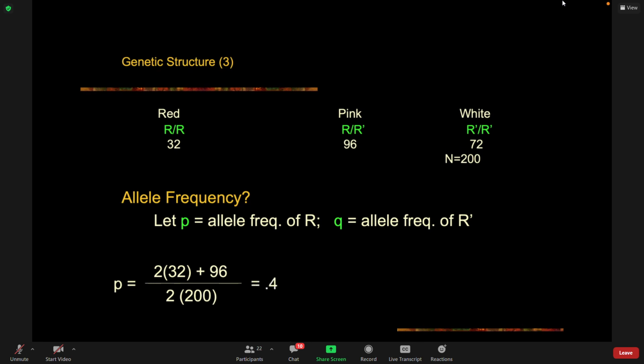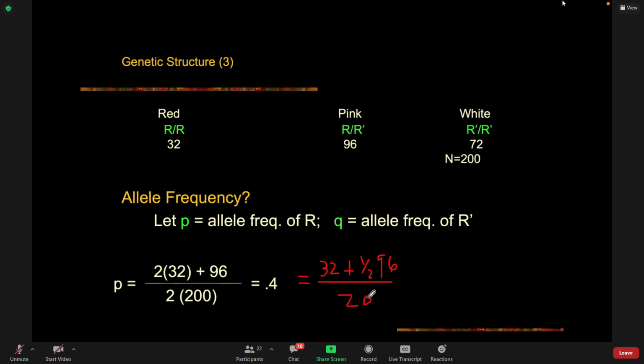Now, I want to point out that we can do something else here. Mathematically, this is also equal to 32, because we have 32 individuals that have 2 big R's, plus 1/2 of the pink individuals, 96, divided by the sample size, 200.